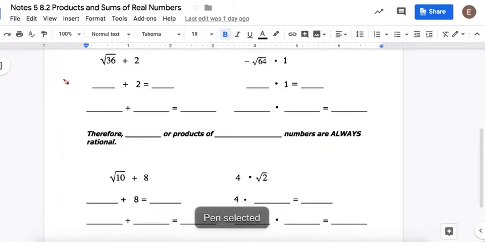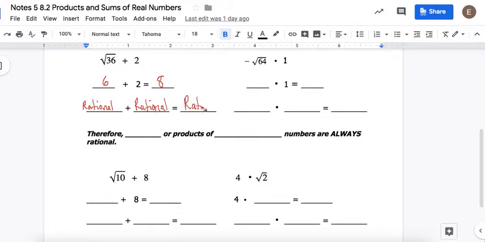So the square root of 36 is 6 because 6 times 6 is 36. 6 plus 2 is 8. So 6 is what type of number? It's rational. It's also natural, whole, and an integer as well. And then 2 is also rational. So a rational plus a rational equals a rational because 8 is also rational.